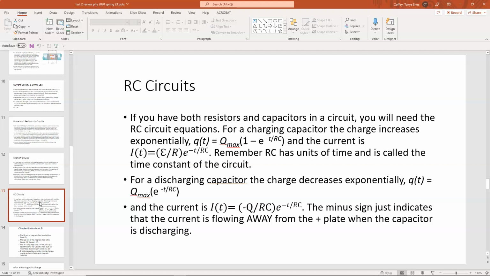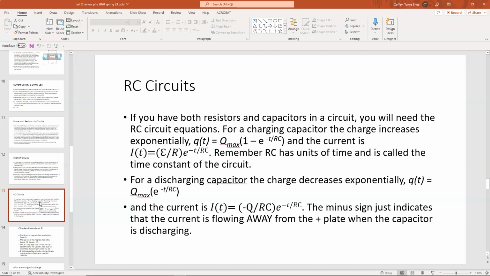Now, if you have a charged capacitor and a resistor in series but no battery, then what will happen is that the capacitor will act as the power source for the circuit, and it will cause current to flow. So that's a discharging capacitor circuit, and in that case, the charge on the capacitor will decrease exponentially with time. So the equation for that is Q of t is equal to the max charge on the capacitor when it starts flowing, times e to the minus t over RC. So you see that exponential decay.